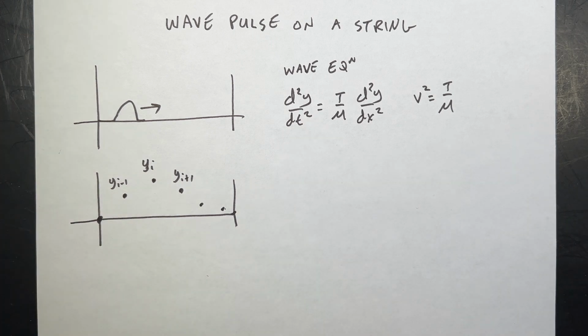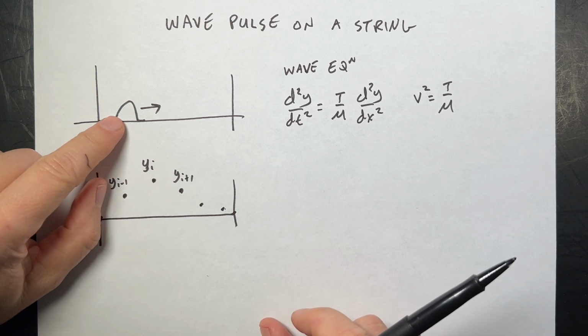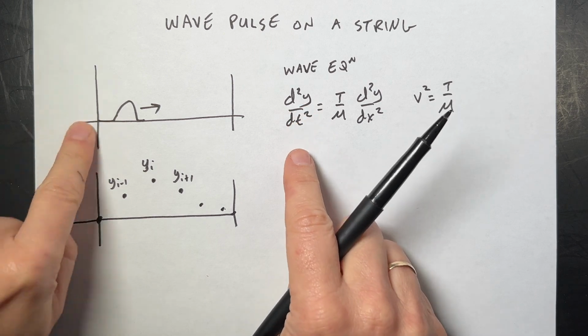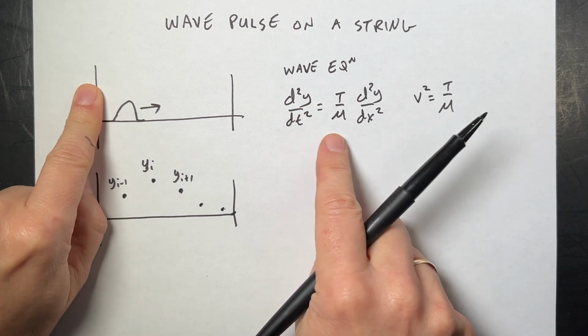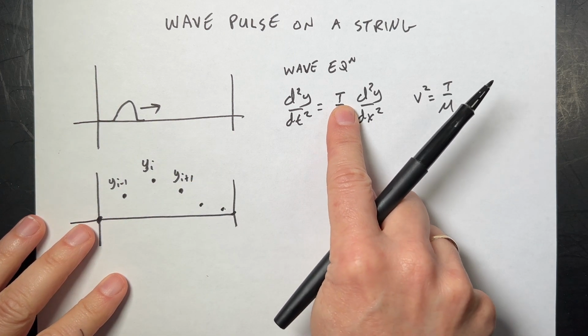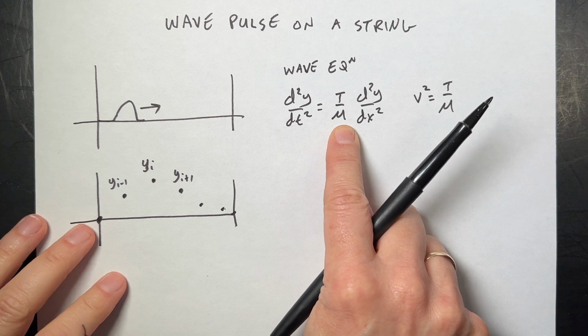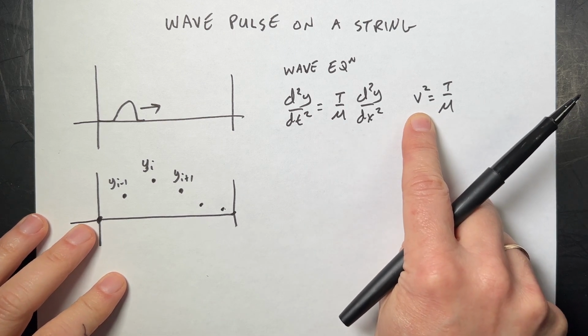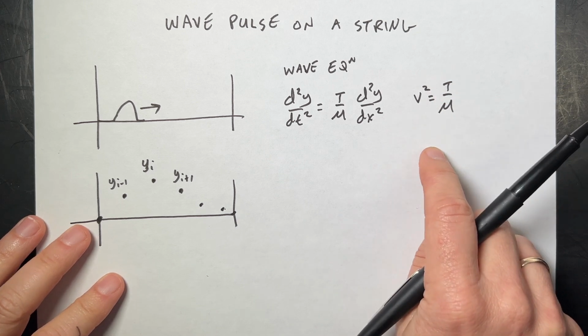The wave equation is a relationship between both space and time, right? So the displacement changes with both time and space with this wave equation. And T is the tension in the string, mu is the linear density, and the velocity of the wave would be the square root of that.